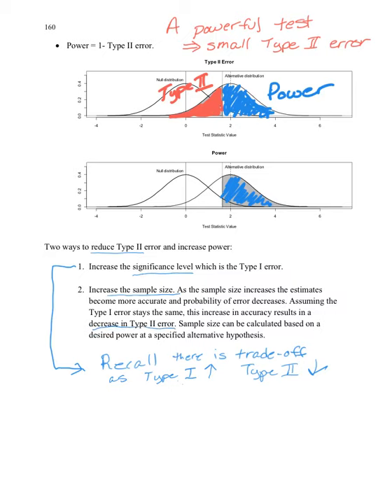And although it's beyond the scope of this class, planning can be done in advance such that the sample size can be calculated based on a desired power at a specific alternative hypothesis that the researcher thinks is an important difference. If that's the difference that exists, I want to be able to detect that difference.